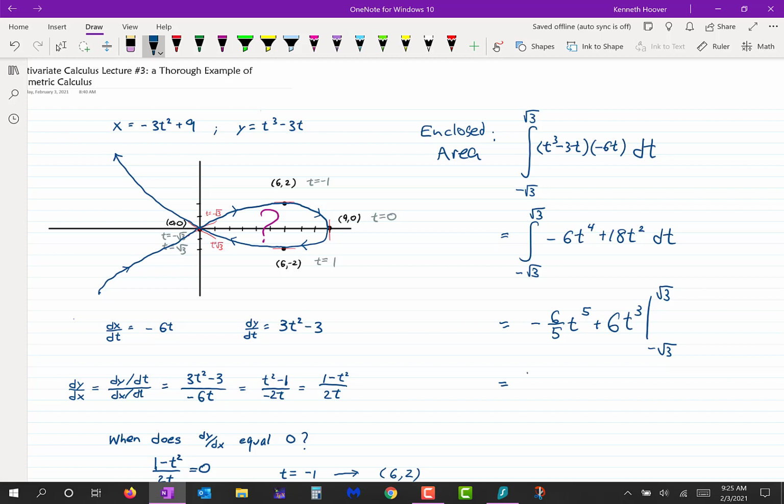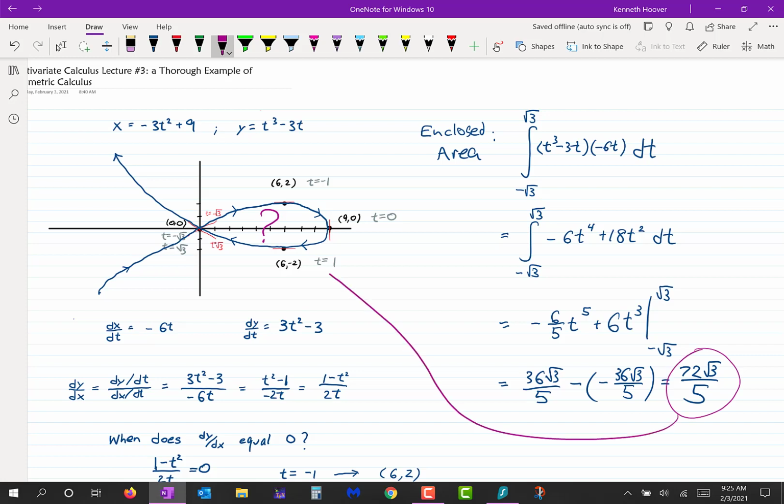We're going to get 36 root 3 over 5 minus negative 36 root 3 over 5, which is 72 root 3 over 5. That's how much area is inside that loop. Okay?